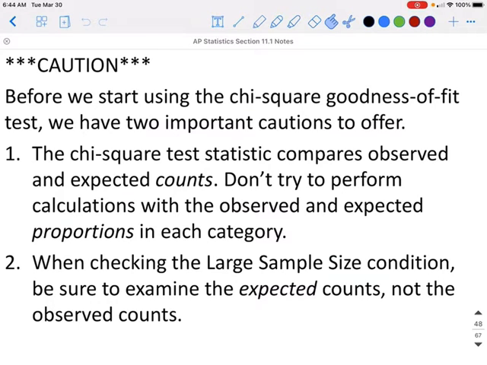You do need to be cautious. Before you start using the chi-square goodness of fit test, we have 2 important cautions to offer. The chi-square test statistic compares observed and expected counts. Don't try to perform calculations with the observed and expected proportion in each category. When checking the large sample size condition, be sure to examine the expected counts, not the observed counts.